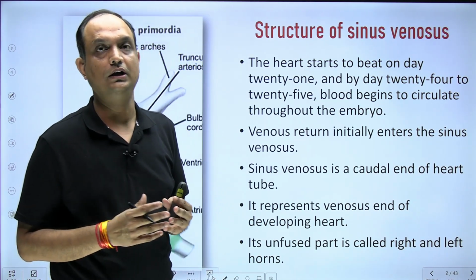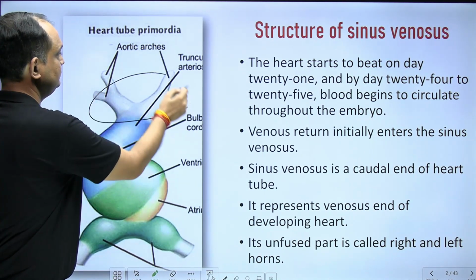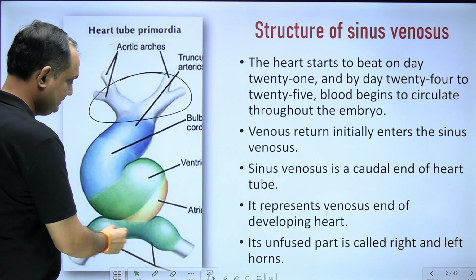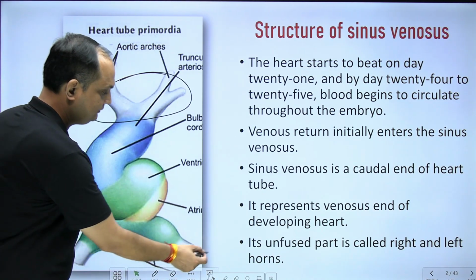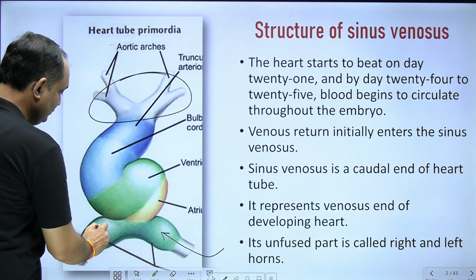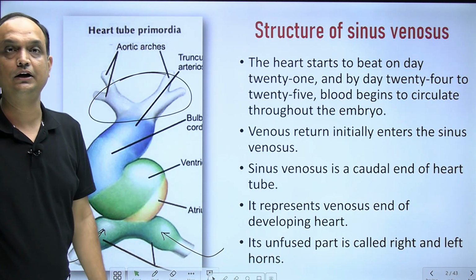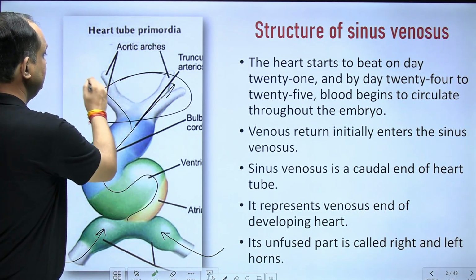is placed caudally. So here you can see that this is the tube which has a cranial end, which is known as the arterial end, and this is the venous end, which is the caudal end. What is the meaning of venous end? Whatever blood is there in the fetus enters the heart tube through this lower end of the heart tube, then passes through the tube and comes out from this cranial end.